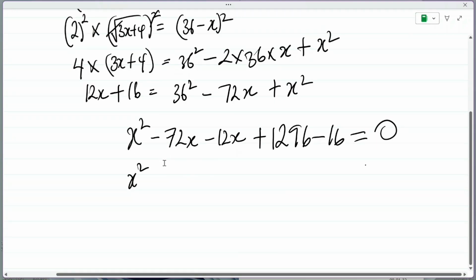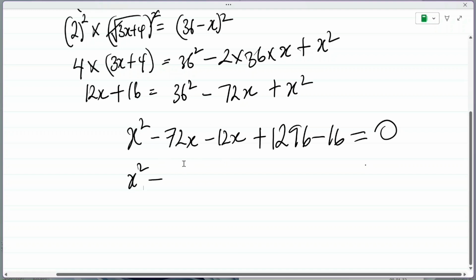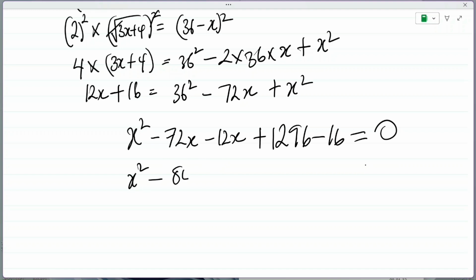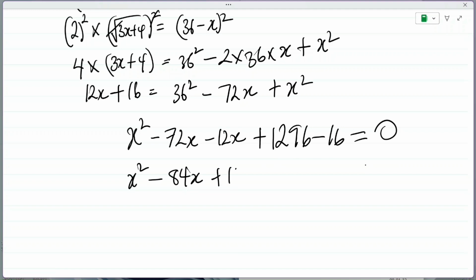These are like terms. You are owing 72 and you are owing 12. That means you'll be owing much more. And if you are owing much more, that's minus. Then that means you have to add your debts together. So 72 plus 12 will give you 84x. Then you have plus 1296 minus 16. With your calculator, that will give you plus 1280 equals 0.